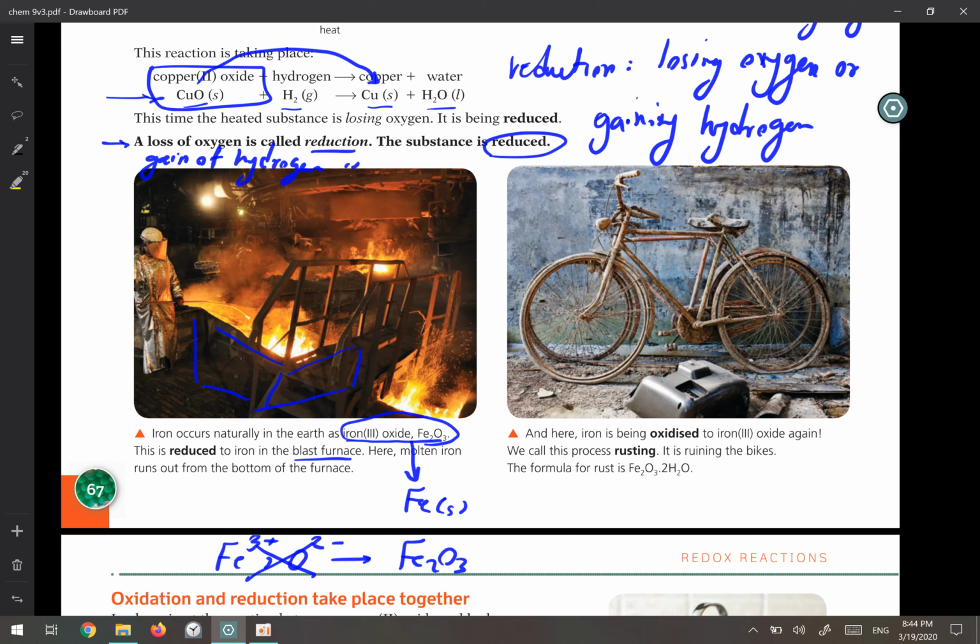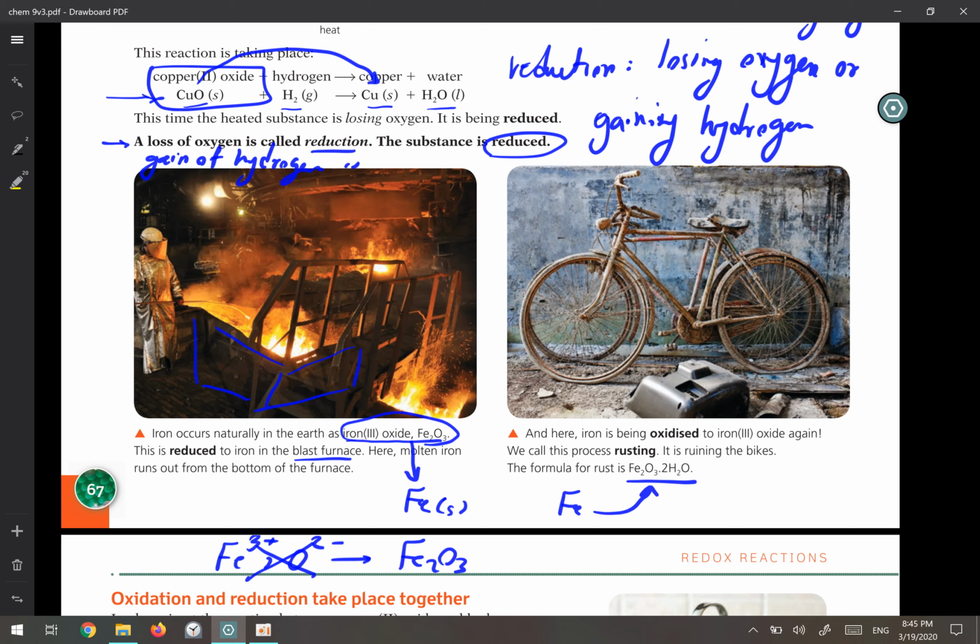Let's go to the picture at the right side. What can you see here? I can see a bicycle which is rusted. Okay, so the bicycle is made from iron, stainless steel, the majority of which is iron. But if you put it in the air and there is some moisture in the air, the iron converts to Fe2O3, the iron trioxide.